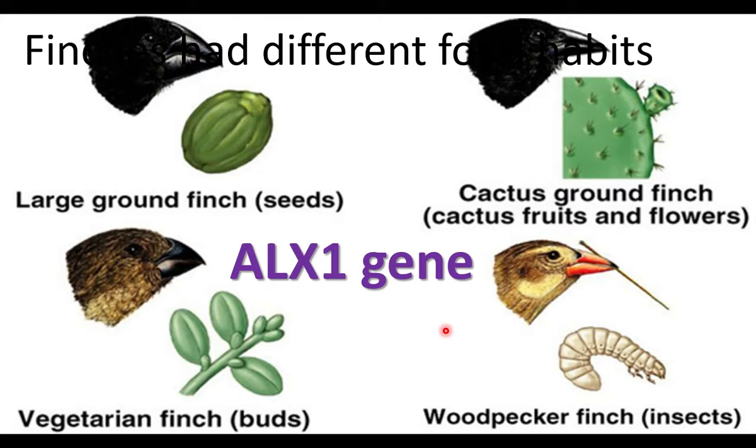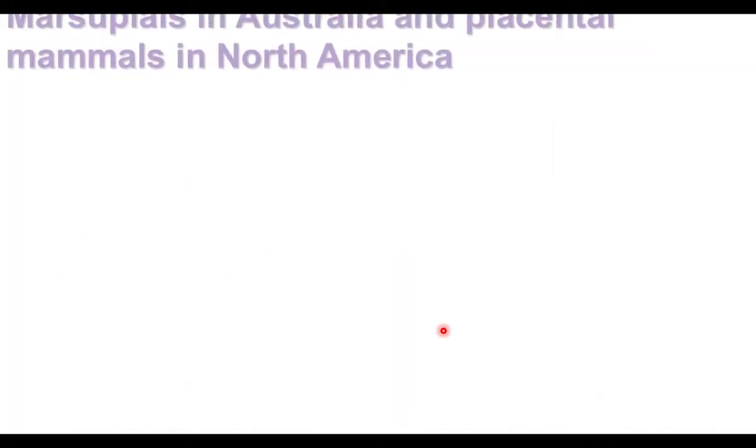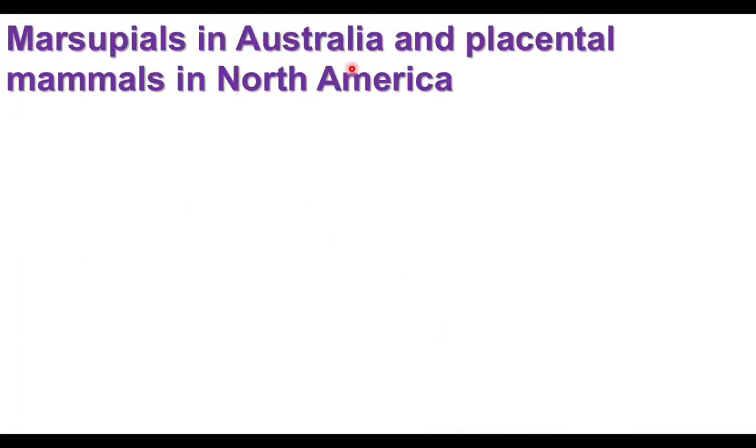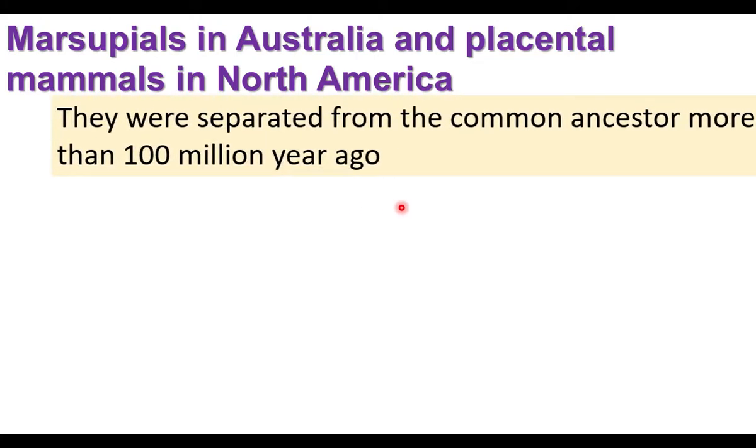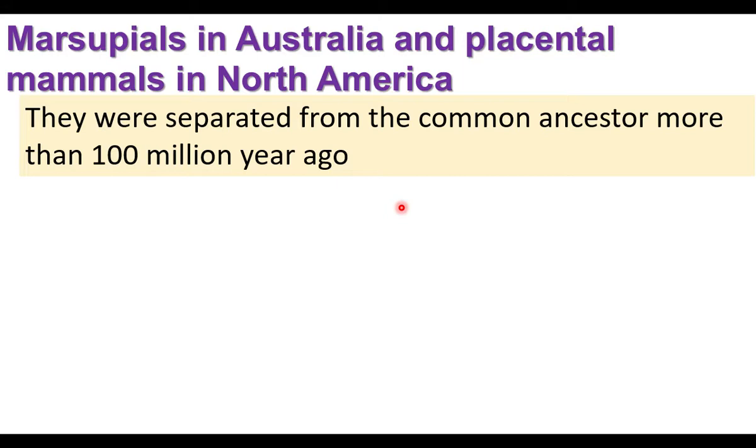This kind of adaptive radiation is seen in marsupials in Australia and placental mammals in North America. Marsupials evolved their own species. In North America, the placental mammals also evolved into different species. This is an example of adaptive radiation. They were separated from the common ancestor more than 100 million years ago. Marsupials in Australia and placental mammals in North America were separated 100 million years ago.